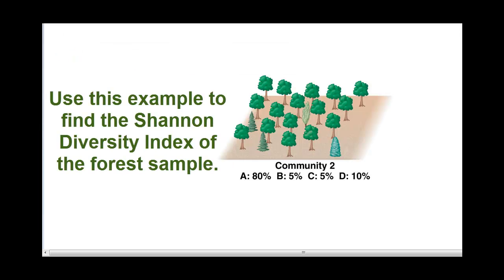Your turn. Time for you to use this example and calculate the Shannon Index of the forest sample. You can see that tree species A is 80% of the sample, tree species B is 5%, species C is 5% again, and species D is 10%. So count them, get your sum of the total using the spreadsheet example that we just built, and then use the calculation to determine the Shannon Diversity Index. Good luck, and ask your teacher if you have any questions.